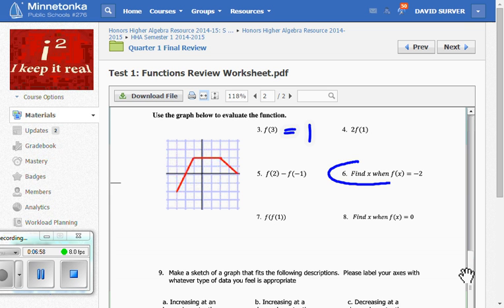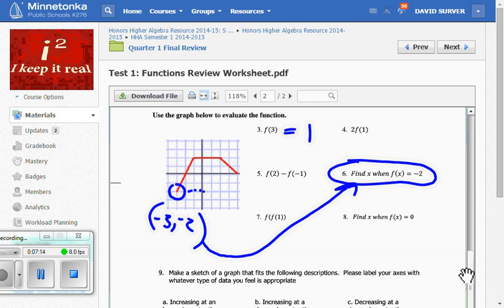Okay, let's do the same kind of deal on number 6. Number 6, find x when. Well, obviously they didn't tell me x because they're saying to find x. So they must have told me y. Y is -2. I find where y is -2 right here. I follow it across. I get that point right there, which is (-3, -2). And hopefully you'll be able to answer the question with that much help.